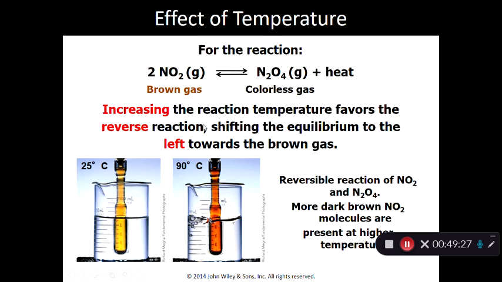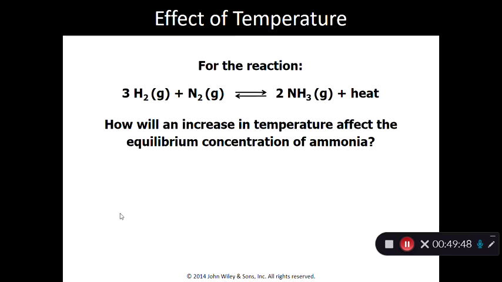If we have low temperature, the system is going to produce heat. It's going to produce heat, more products, so more colorless gas. As you see here, at lower temperature, we have more colorless gas, or this observation happens for this system.